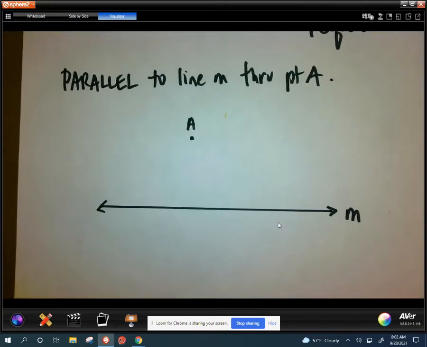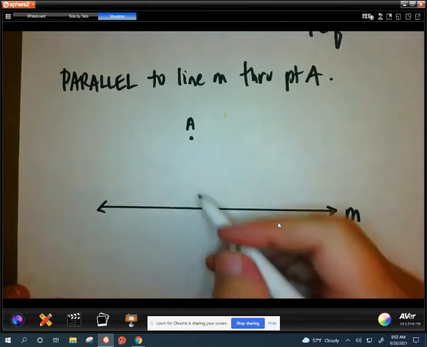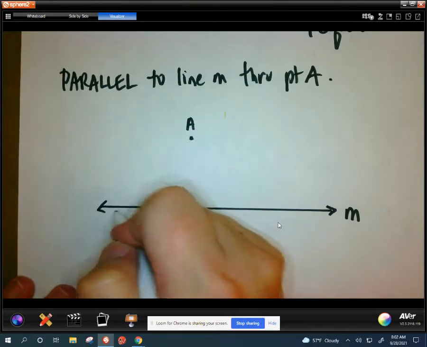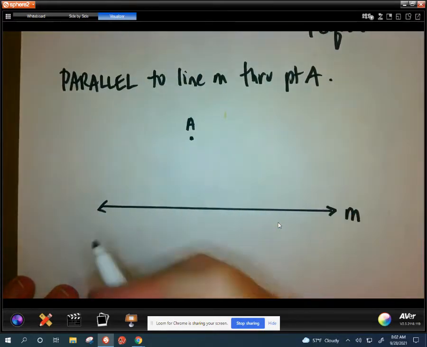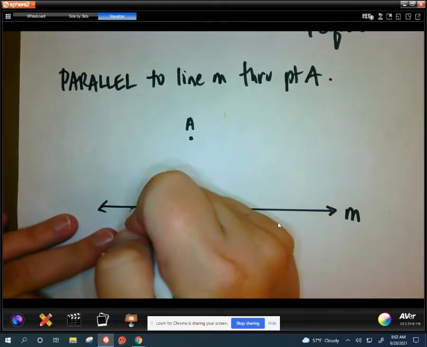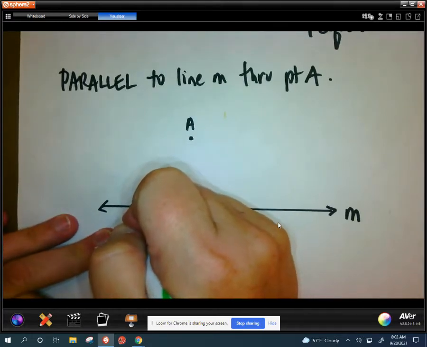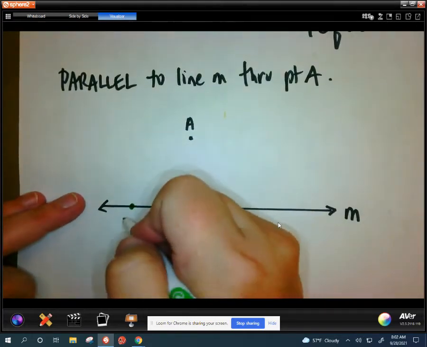Through point A. Okay, all right, so this is how we do it. We do not use the smiley face here. Essentially, the first step is to just put a point on line M, anywhere you want. I typically go down and to the left, so my rhombus is going to be formed over here. So here is my point that is down and to the left. I'm going to call it point B.